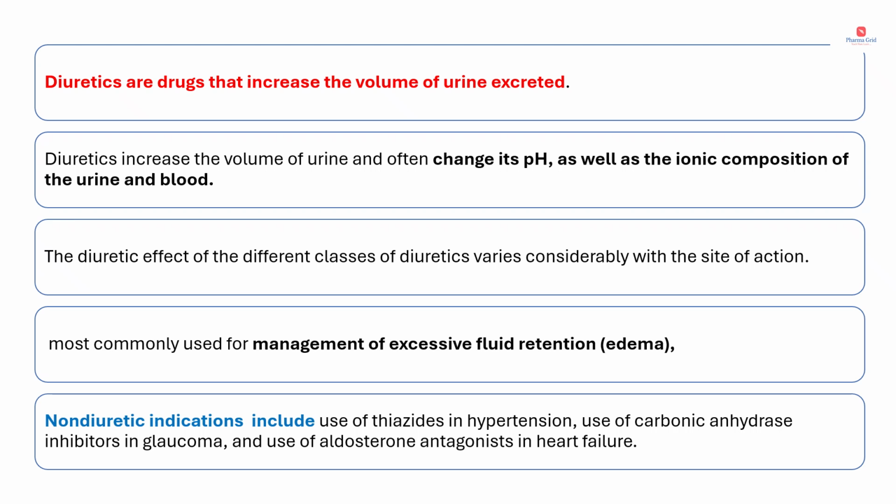So there are different classes of diuretics, as we have already seen. The diuretic effect of different classes of diuretics varies considerably depending upon the site of action. These diuretics are most commonly used for the management of excessive fluid retention, that is edema. Some of the diuretics can also be used for non-diuretic indications, which include use of thiazides in hypertension, use of carbonic anhydrase inhibitors in glaucoma, and use of aldosterone antagonists in heart failure.